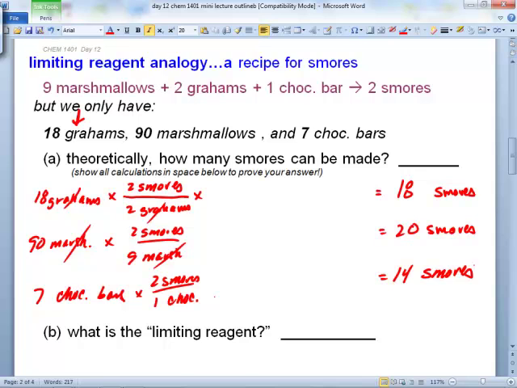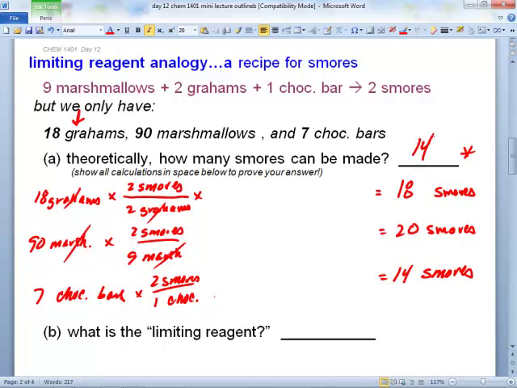So I guess to answer this question, Aaron, theoretically, how many s'mores can be made? You'd say, what's that? Right here. How many s'mores could be made? 14. Pick your smallest answer. If you pick anything else, there's not enough chocolate bars. Exactly. That's the whole point. If you pick anything else, there's not enough chocolate bars to do it. You can't do it. That is the whole point.